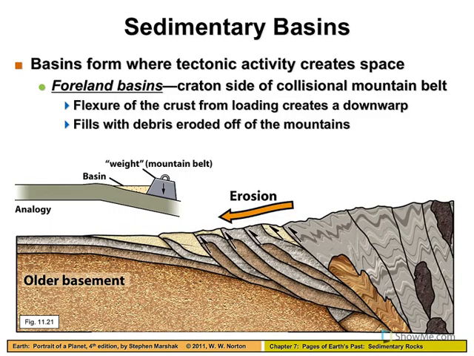We can also get a foreland basin, which happens right at the base of the mountain. Our mountains become very, very heavy, as you can see here in this picture. As they become heavy, they push down on the land, and you get this basin that sits right in front of the mountains.